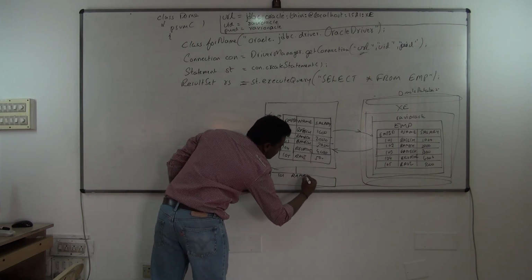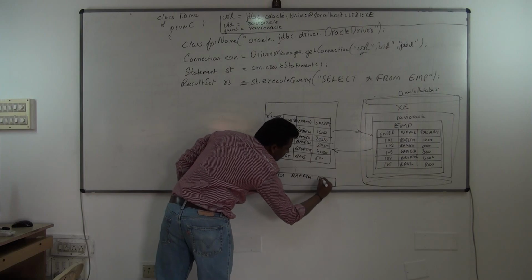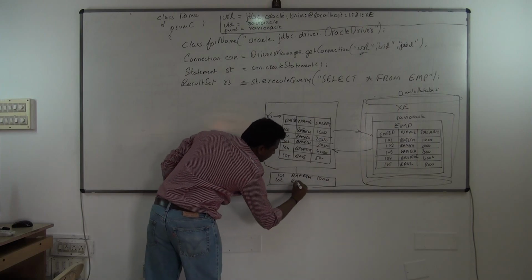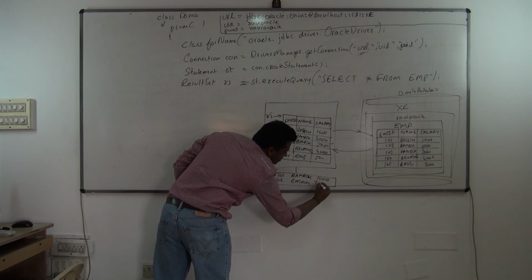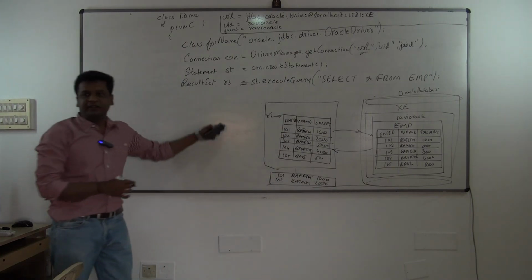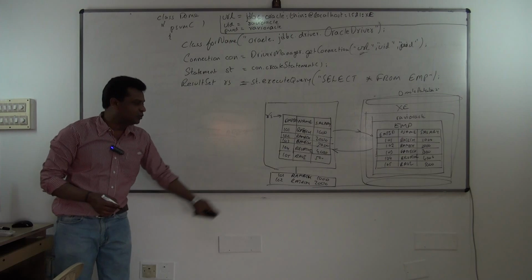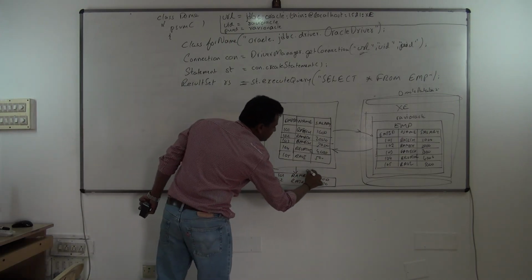101 Ramesh 1000. Similarly 102 Rajesh 2000. I have to print all these values. Yes or no? Not only that, all the 5 rows I have to print. I have just written here 2. So this is the output I want.